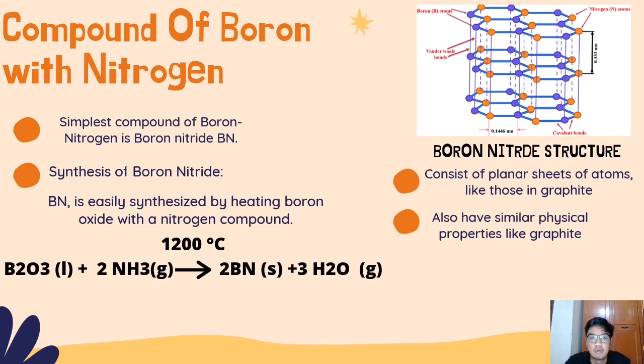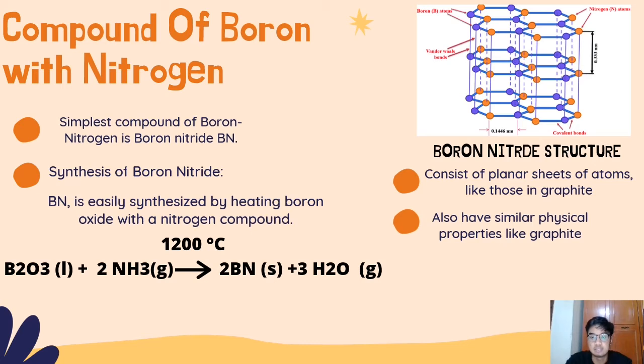So I will continue to explain about compounds of boron with nitrogen. The simplest compound of boron and nitrogen is boron nitride with formula BN. This is the synthesis process for boron nitride. Boron nitride is easily synthesized by heating boron oxide with a nitrogen compound. Here we heat boron oxide with ammonia, which contains nitrogen, and we get boron nitride and H2O, and we must heat it up to 1200 degrees Celsius.